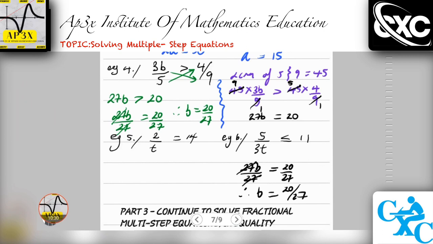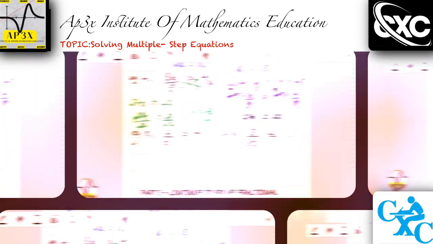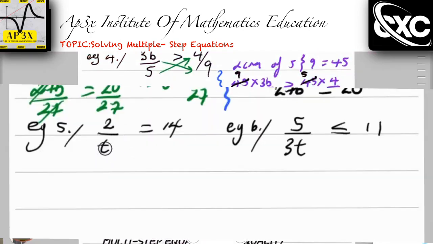All right, so I'm just going to go ahead and move on to the remaining questions. Now we're going to look at an example where, say here, 2 divided by t is equal to 14. What we have here is in fact the subject being at the bottom of the equation.